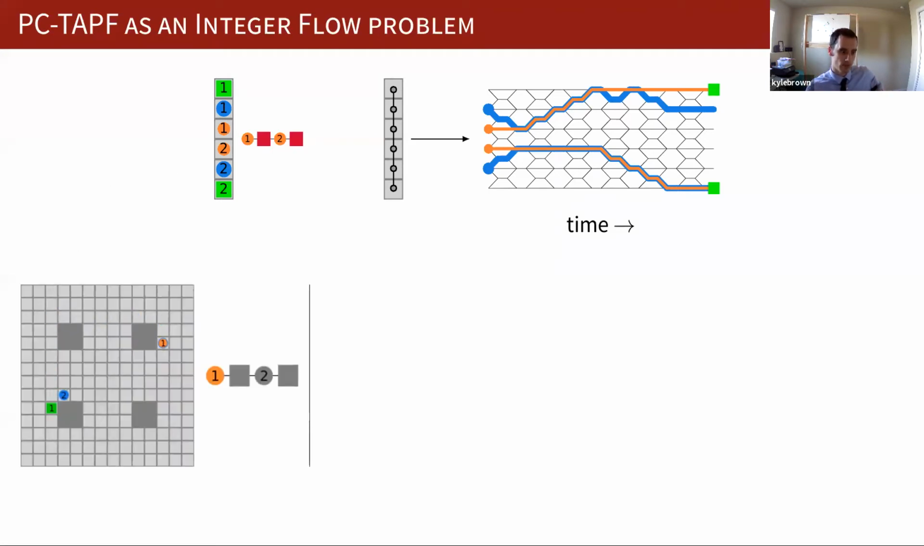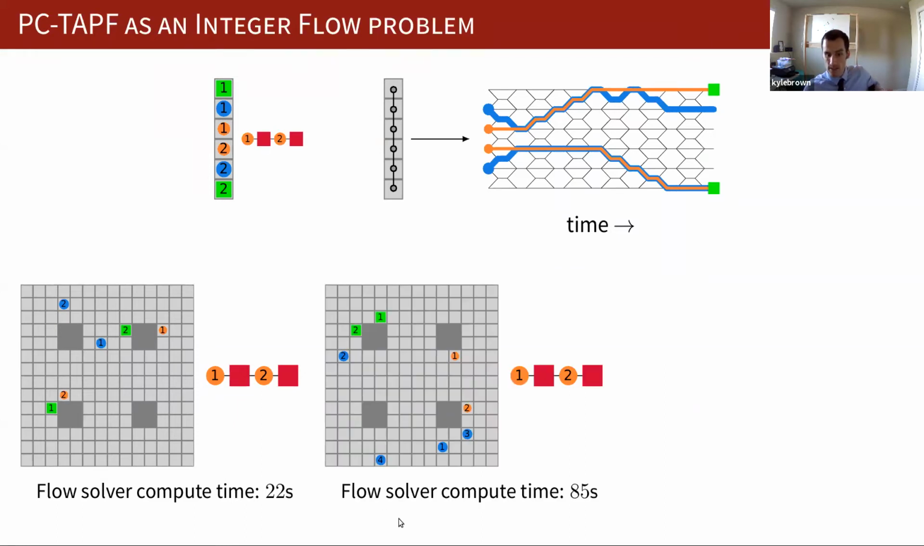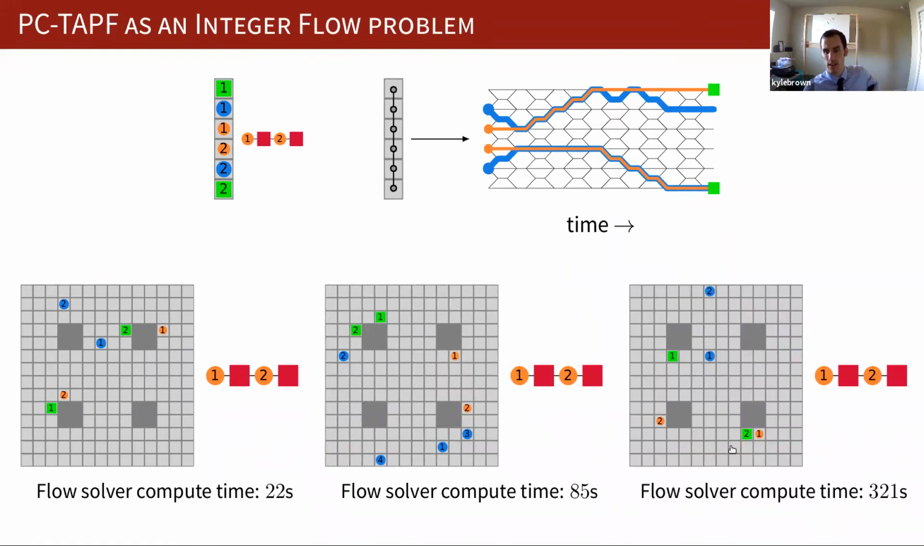So look at this very simple solution. 2 objects, 2 robots. It takes 22 seconds for a state-of-the-art commercial solver to solve this problem represented as a flow problem. If that doesn't sound too bad to you, trust me, that's pretty slow. Here's another problem. 4 robots and 2 objects takes 85 seconds for the commercial solver to solve. And then this problem, two objects and 2 robots, takes 321 seconds to solve, and the flow solver actually doesn't solve it.